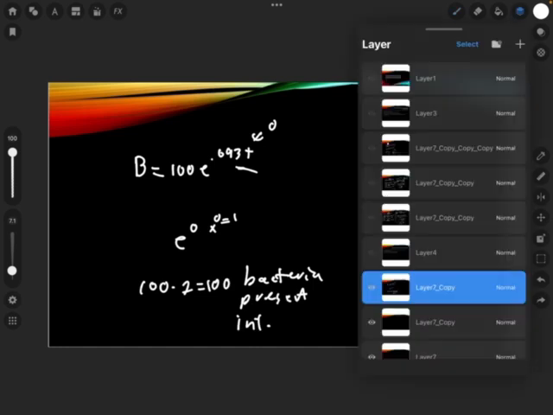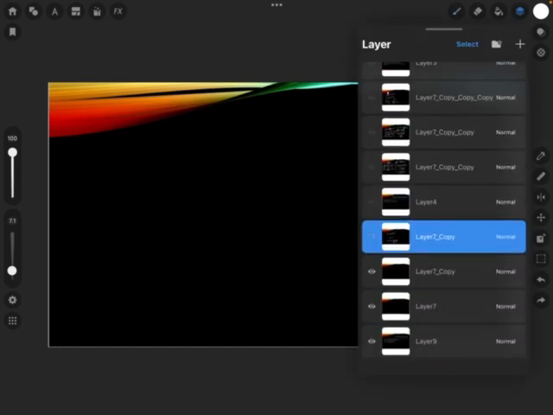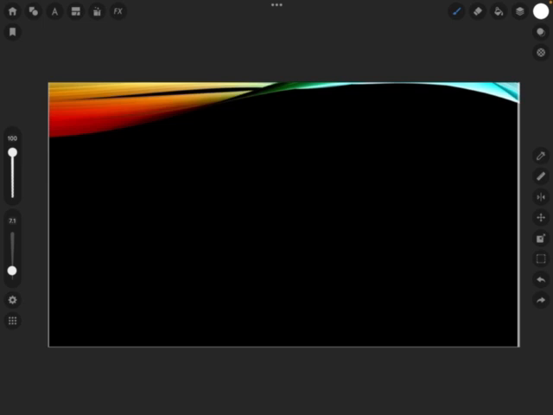And for the next question, find it after 6 hours. So we just plug into this. We write the equation again: 100e to the power of 0.693t. Now we're finding B at 6 hours, so we can just put in 6 for t here. So 100e to the power of 0.693 multiplied by 6.